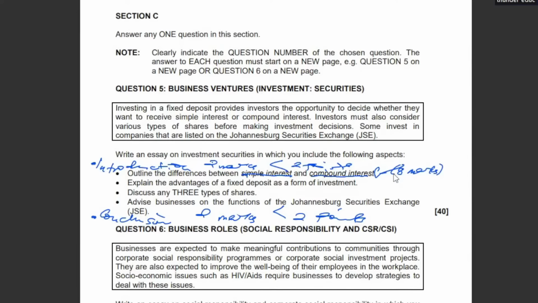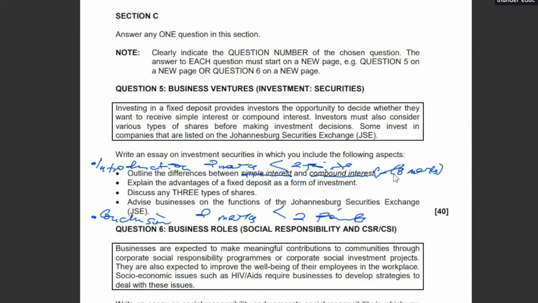Another difference, under simple interest, simple interest yields less return on investment, while compound interest yields high return on investment. By yields, we are referring to produces or gives.